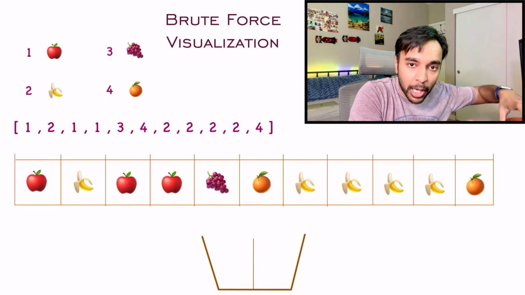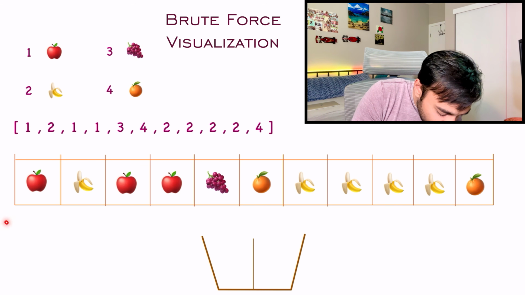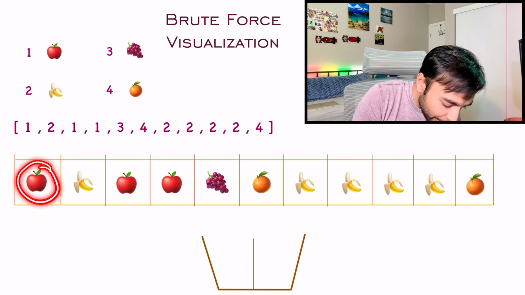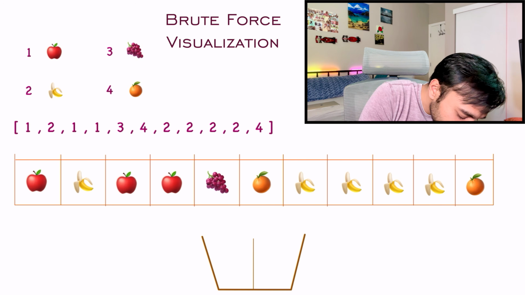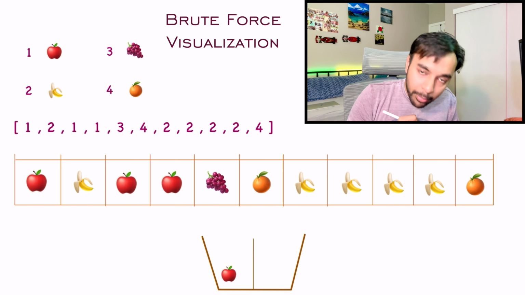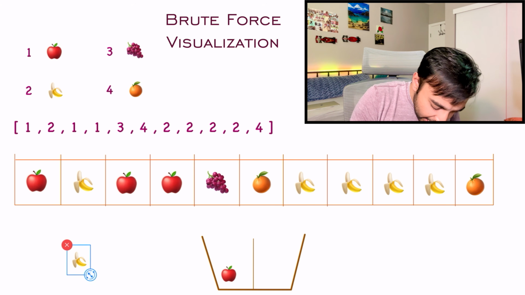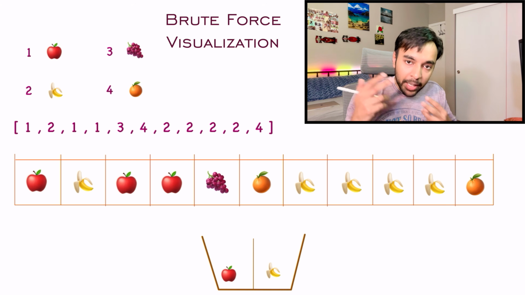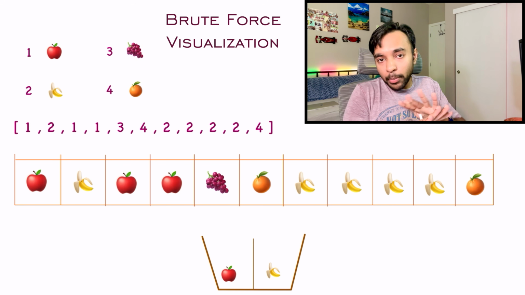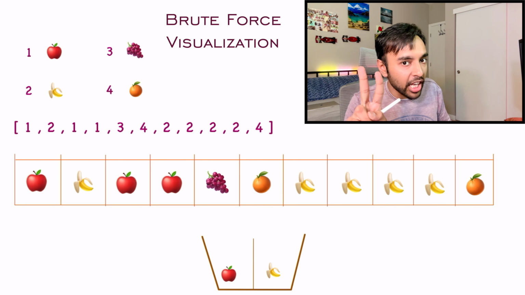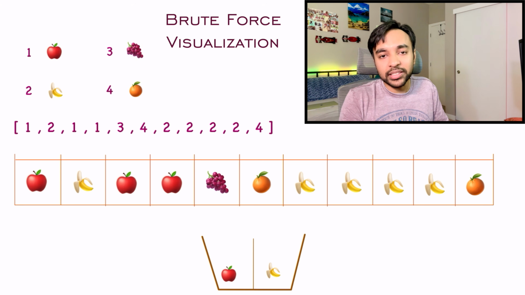So a brute force approach will be that, okay, I start from the beginning, right? I have an apple over here. So what I do is I take this apple and I put it in my basket, correct? Now move ahead. I have a banana. Once again, I take this banana and I add it to my basket, right? Now my basket is full. I can only have two different types of fruits, right? Or you can say two baskets, correct?